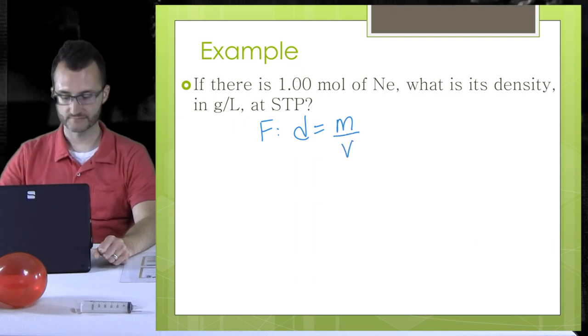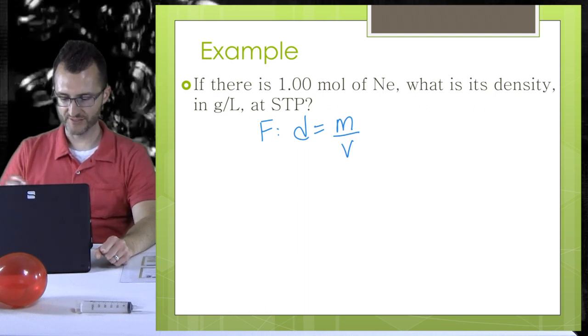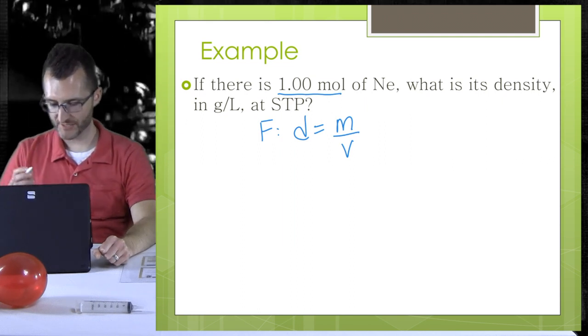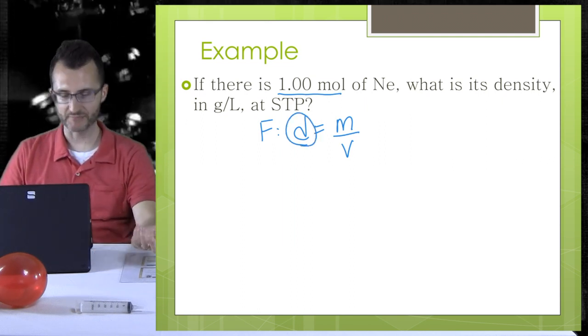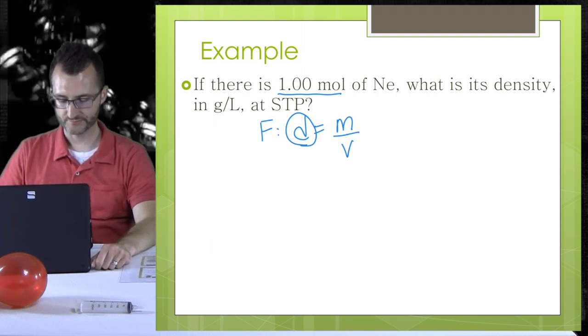Okay, so what is this question giving us? Let's see. They only give us 1 mole. That's not in our equation at all, right? No, and I'm trying to solve for density, but I'm going to need the mass and the volume. Okay, so let's break this down a bit. Let's hold off on mass for a second.